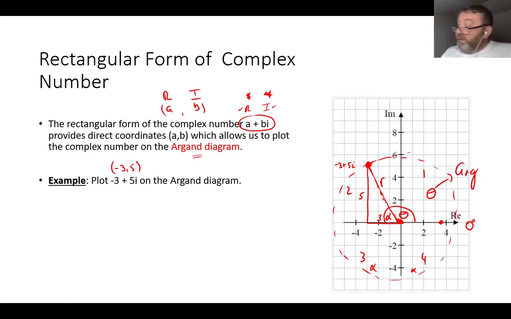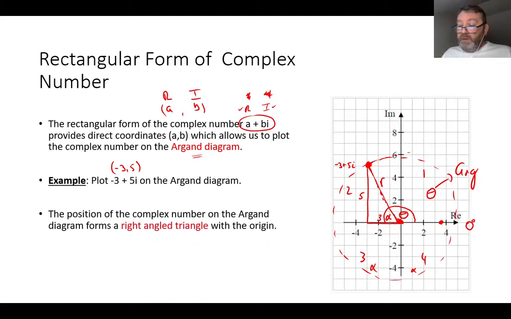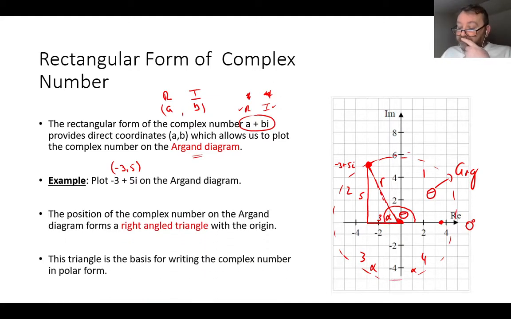And notice that when we're using alpha, alpha is not the argument. Theta is always the argument. Alpha will be the one that will allow you to calculate theta if you're in the second, third, or fourth quadrants. And I'll explain a little bit more about that as we go on. Okay, so the position, as we said, forms a right angle triangle, and the triangle is the basis for writing the number in polar form.